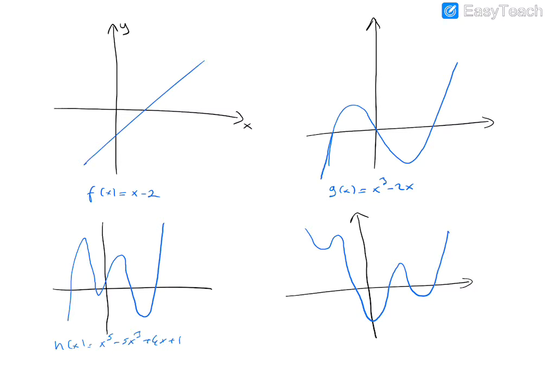Let's say f of x equals x to the power 6 minus 7x to the power 4 plus 14x squared minus x minus 5. Okay, so this is another example.